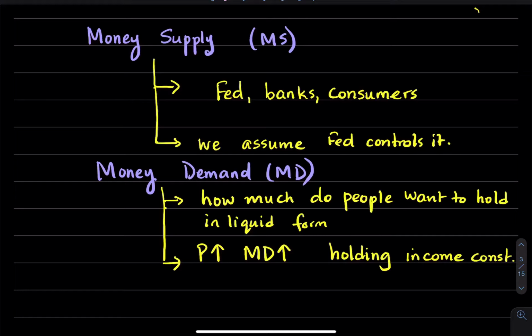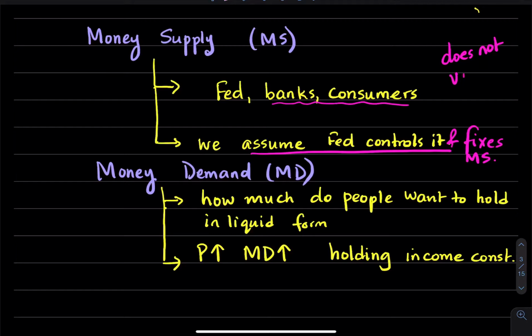So here, we don't want to think about banks and consumers for now, but we want to assume that the Fed pretty much controls all of money supply. This is a simplifying assumption for our model. So we assume that the Fed controls it and fixes money supply. So the money supply does not vary with the price level. You want to remember that going forward.